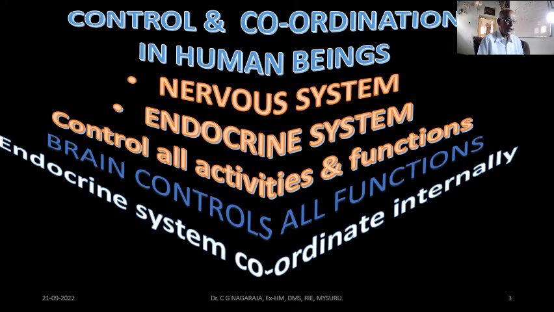The brain is the one that controls all functions in human beings, whereas the endocrine system coordinates all the different activities within the system. We shall study that in detail by next week.